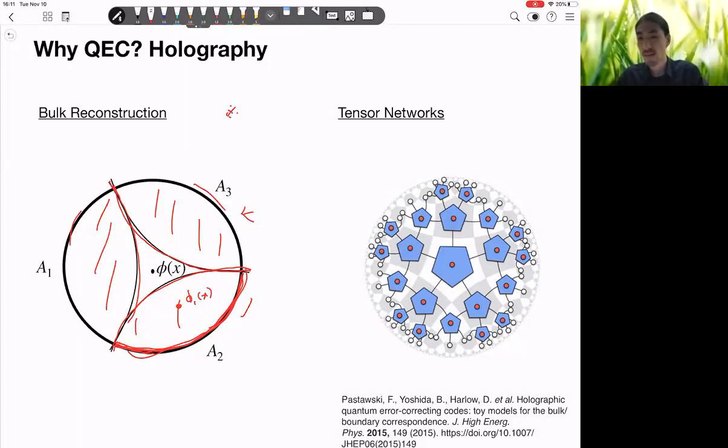Yeah, so here you have to think about it this way: the information content of the operator phi of x is not destroyed under the action of operators that are localized only in A1, or only in A2, or only in A3. If you act with any of such operators, there's always a recovery map that recovers all the expectation values of operator phi of x. So phi of x acts and lives as a map from the logical subspace to the logical subspace. So it's a logical operator. I see.